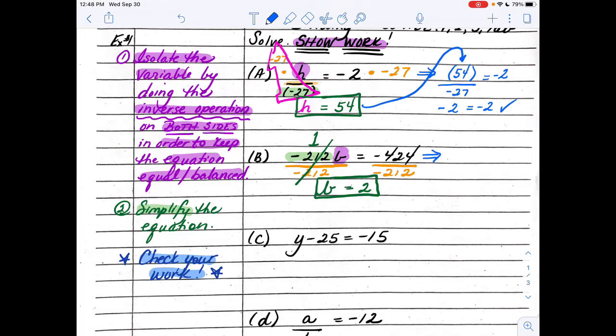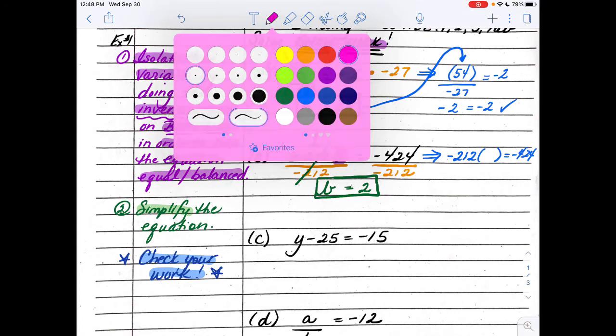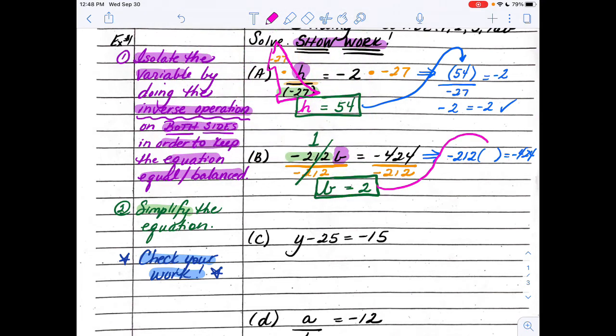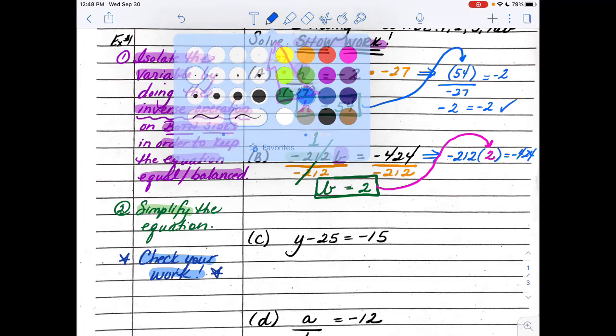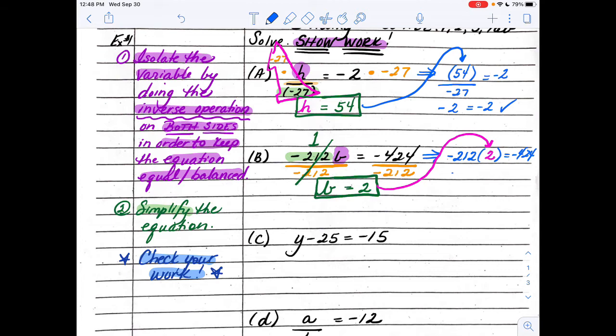So again, taking what was there before, negative 212, times, and put parentheses, equals negative 424. Now we're going to go ahead and put our solution inside, which we said was 2. And now let's see if that really worked. A negative times a positive is a negative. 212 times 2 is 424. Does negative 424 equal negative 424? It sure does. We know we got a correct answer.